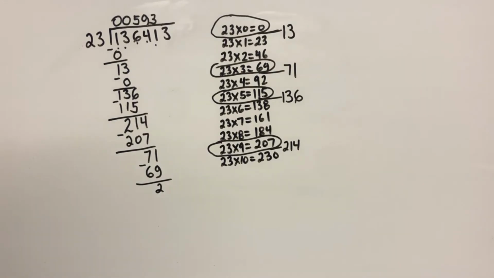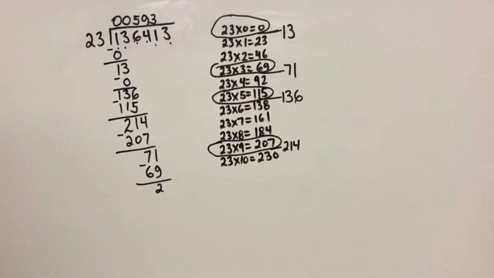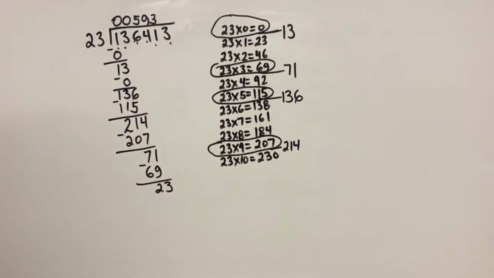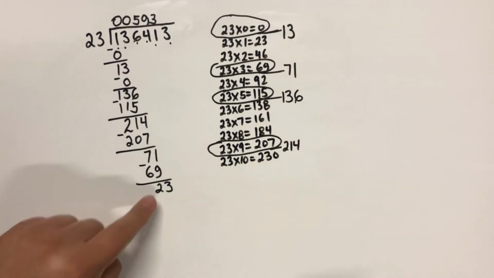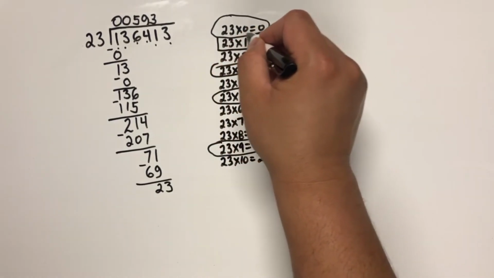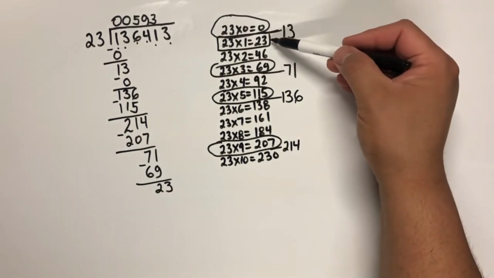The last number inside the division house is the number 3. So I'll bring down that number. So I now have the number 23. And I'm going to squeeze the number 23 in between two numbers in the multiplication table. But I can actually see that this number 23 is precisely this expression right here, 23 times 1. So I'm going to choose those numbers right there.